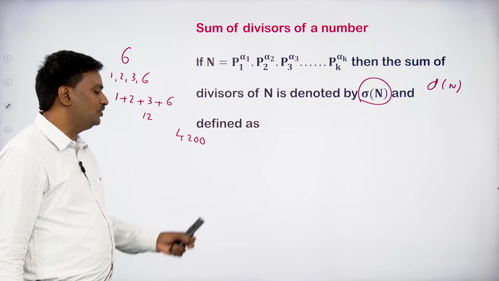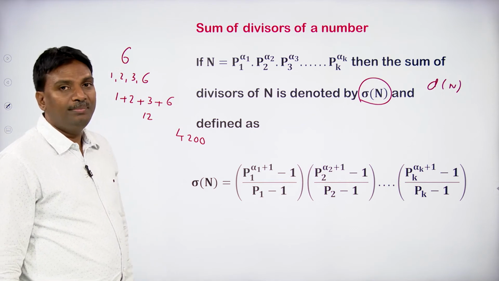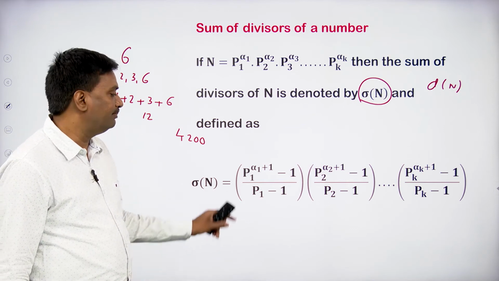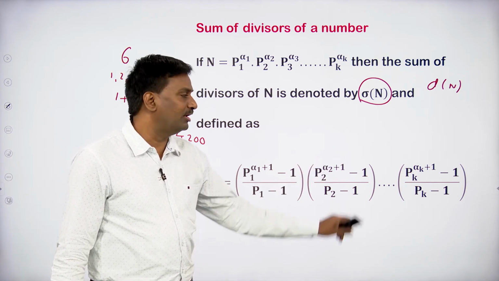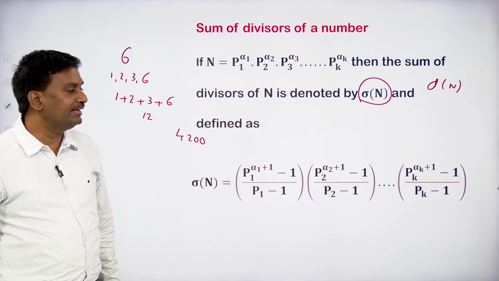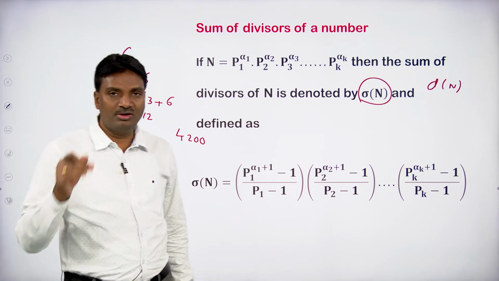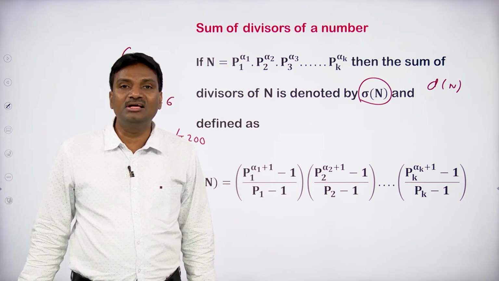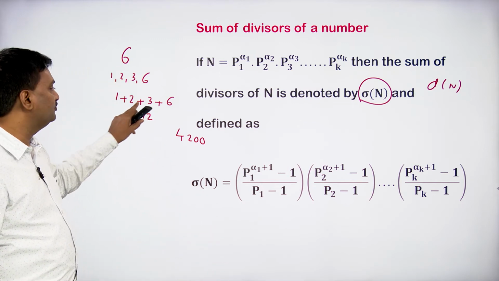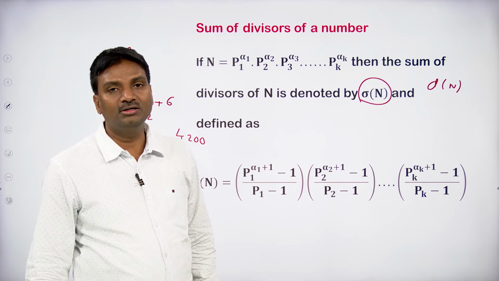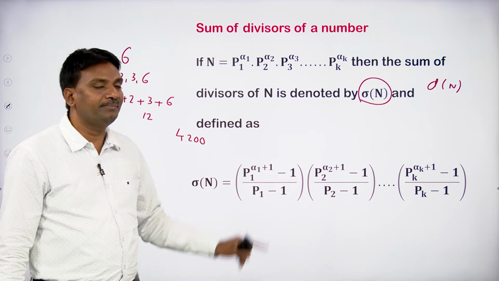So the sum of divisors of n is denoted by sigma n and defined as sigma n equal to (p1 power alpha 1 plus 1 minus 1) by (p1 minus 1) into (p2 power alpha 2 plus 1 minus 1) by (p2 minus 1) into so on (pk power alpha k plus 1 minus 1) by (pk minus 1). So this is the formula for finding the sum of all divisors of the given natural number. Here, by finding the sum of all divisors of 6, we have gotten 12. Let us check whether that is correct or not by using this formula.